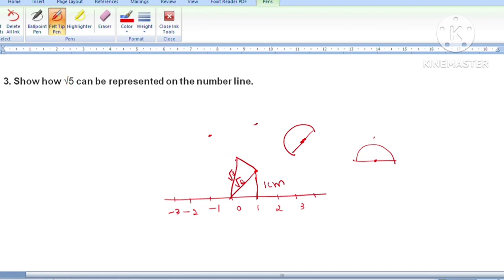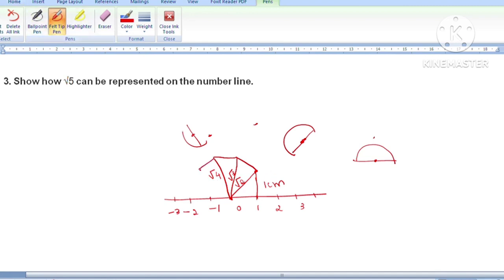Then again you have to keep your protractor here. Measure 90 degrees, 1 centimeter line. Then join that to 0. Then you are getting root 4. The same way, repeat that same procedure. Keep your protractor like this, middle point here. Then measure 90 degrees, 1 centimeter straight line. Join that to 0. You have to do it by your scale.